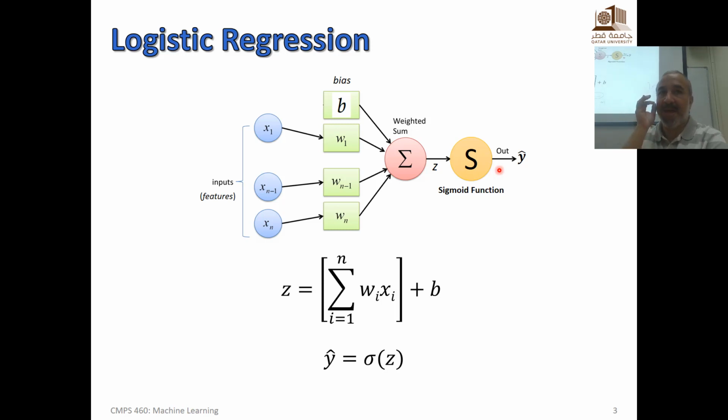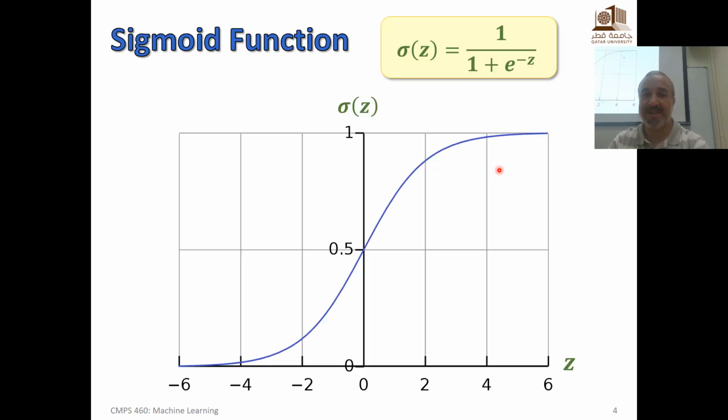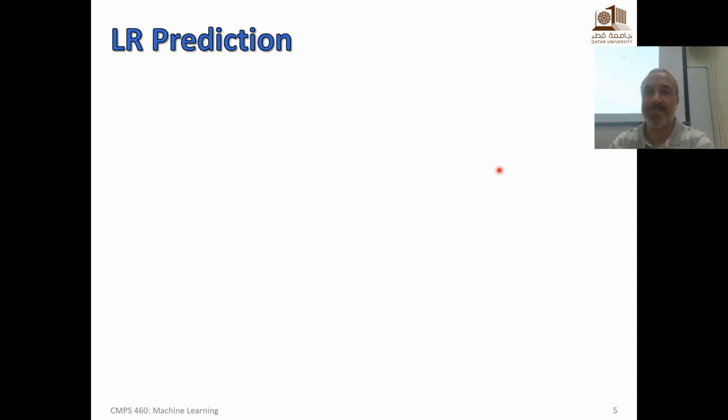Okay? So the basic or key property of the sigmoid function is that it's called squashing. It squeezes or squashes any input value into a value between 0 and 1. Give me any value, I will convert it into a value between 0 and 1. Now let's get to prediction.